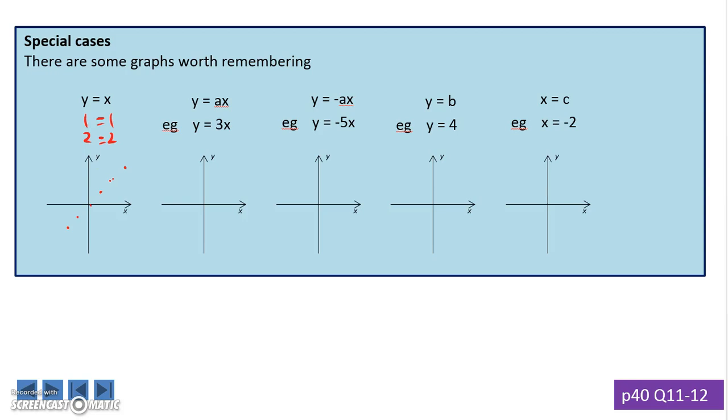y equals ax. So we've just got a gradient. We don't have our y-intercept. So that's like the last example we looked at, where you will have your line going through the origin. Similar example, but we've got a negative. So it's y equals negative 5x. The number's bigger, so it's going to be steeper. So it might look something like that with a straight line.